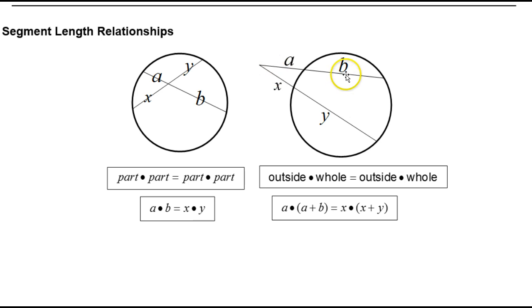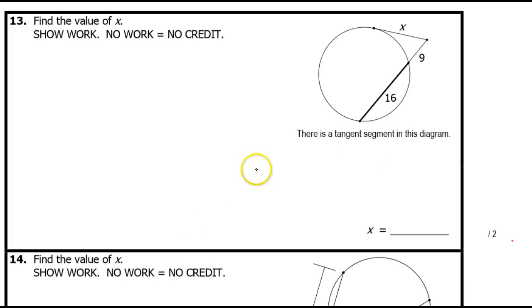So looking at A and B, that would be A times (A plus B) is equal to X times (X plus Y). So that's what we're dealing with here. See how this is outside the circle? That means we're dealing with the situation where the outside times the whole thing is going to equal the outside times the whole thing.